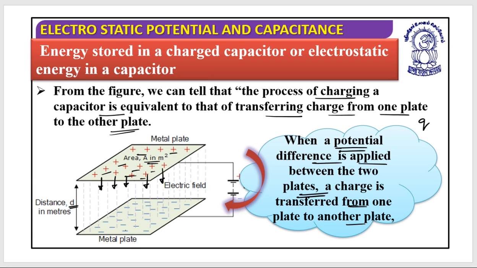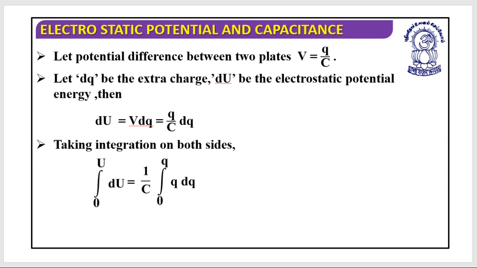From the very beginning we know that Q is equal to C multiplied by delta V. If delta V is 0, the transfer of charge would be 0. So if I apply a potential difference between these two plates, then due to this potential difference, a certain charge is going to flow from one plate to the other. Suppose the potential difference applied between the two plates is V, and that V could be given as V is equal to Q by C.